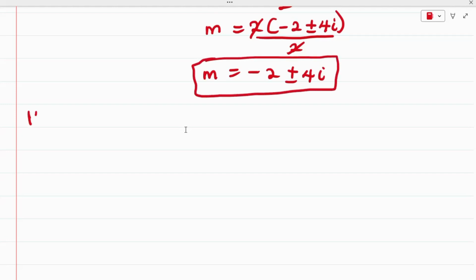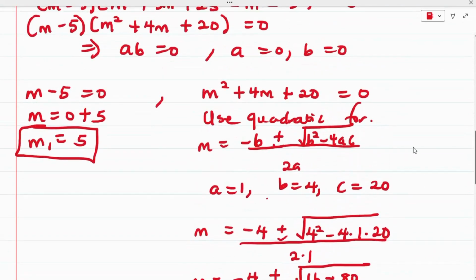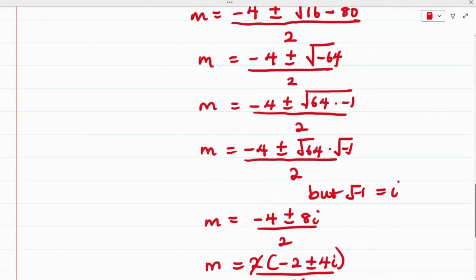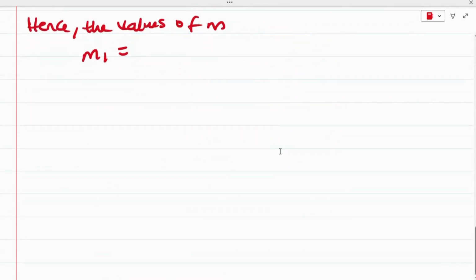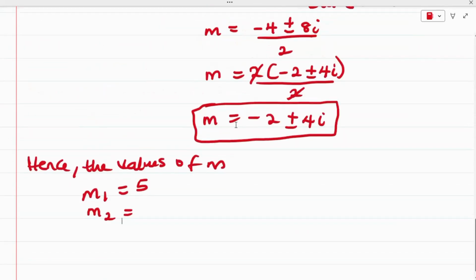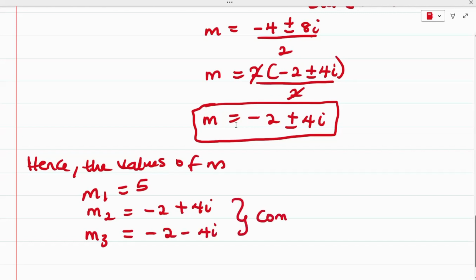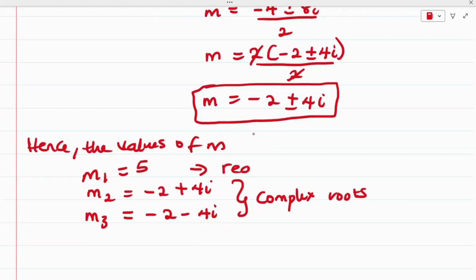So right here we can say hence the values for m are given as follows. We have that m1 is equal to, so let's scroll back right here and see the value of m1, which is equals to 5. So we have that m1 is equal to 5. M2 is equals to minus 2 plus 4i, and m3 is equals to minus 2 minus 4i. And these are complex roots right here, and we have m1 equals to 5 as the real root.